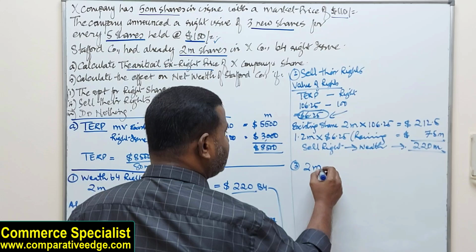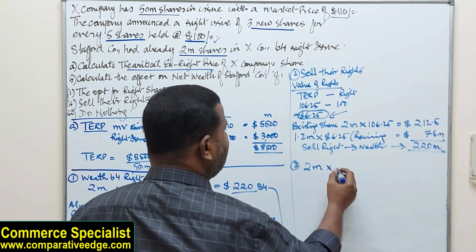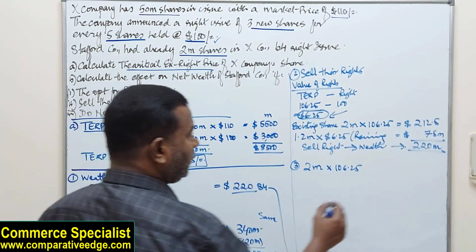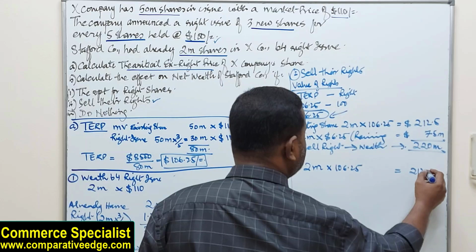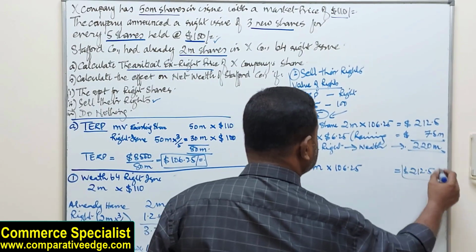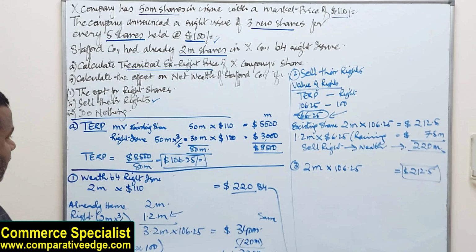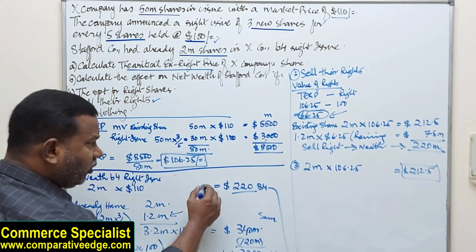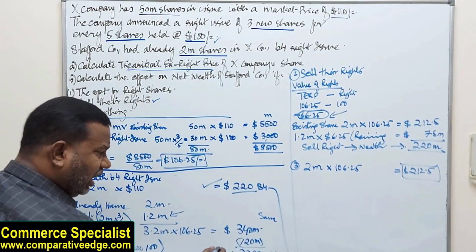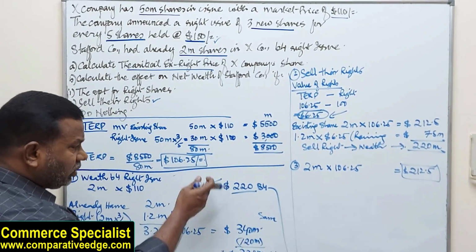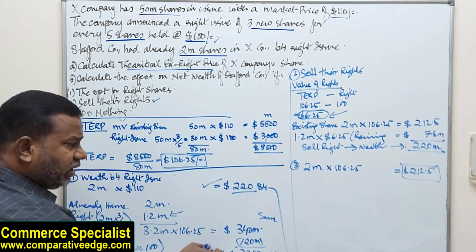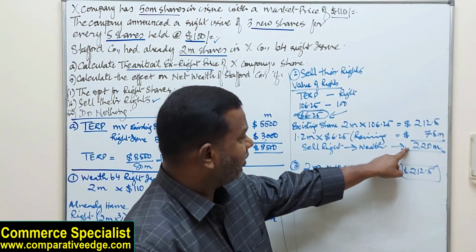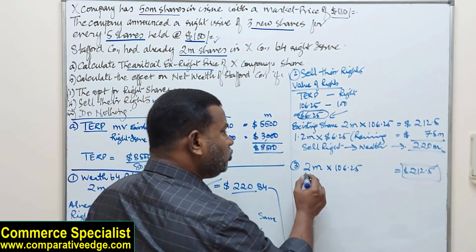If I don't do anything, my 2 million shares will now have a value of 106.25, which will be 212.5 million. So if you look at number 1, if we opt for rights shares, our value before opting was 220 million. After taking the rights issue, there is no difference, no effect on the wealth, 220 million. If we sell the right, our wealth will still be 220 million.